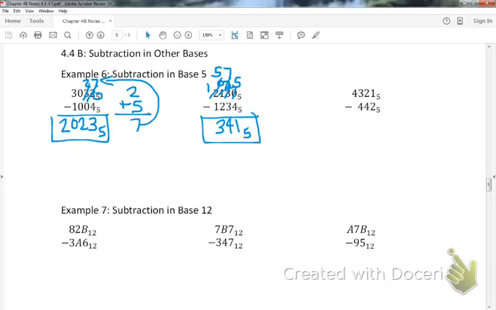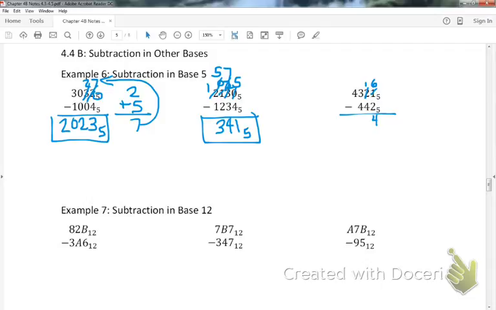So let's look at this last one while we're going on this. If we look at this last example, what we have here is 4321 in base 5, and we're subtracting 442 in base 5. So again, looking at that first column, we can't subtract 2 from 1, so we're borrowing. The 2 becomes a 1, and the 1 in the first column becomes a 6. Now 6 minus 2 gives me 4.